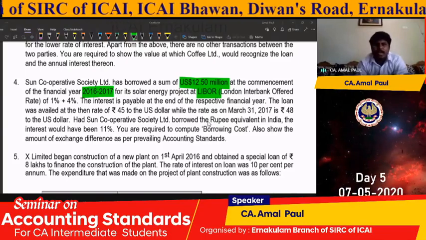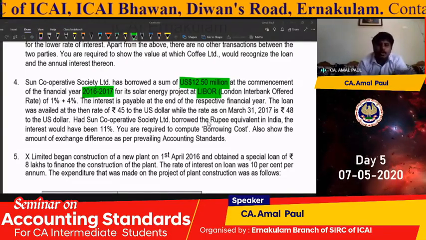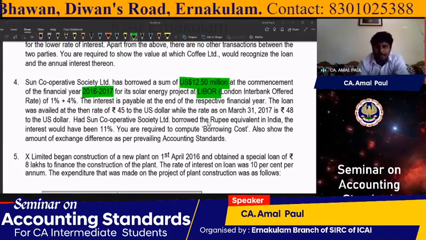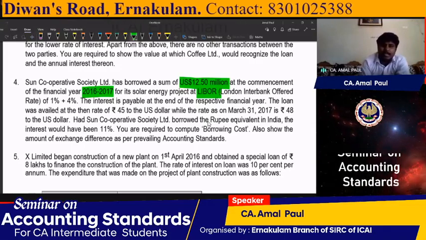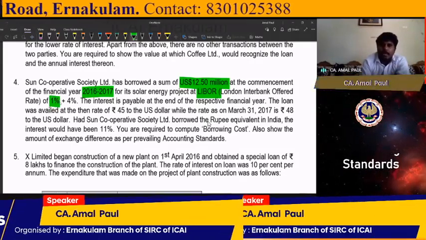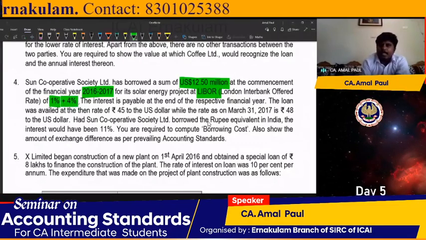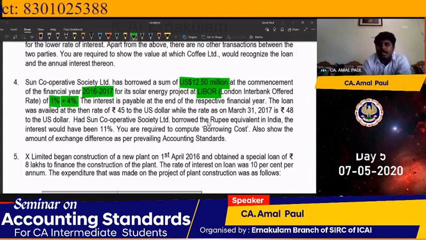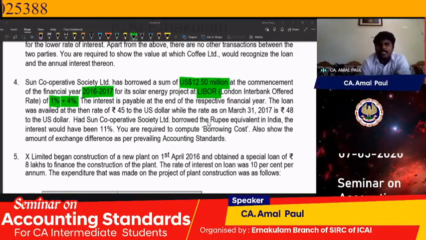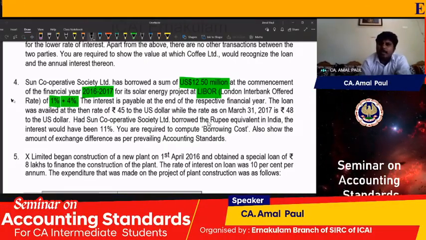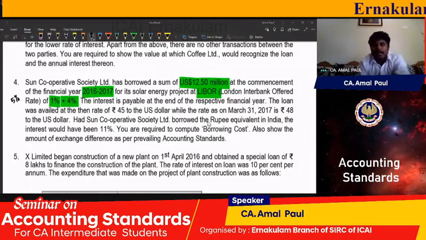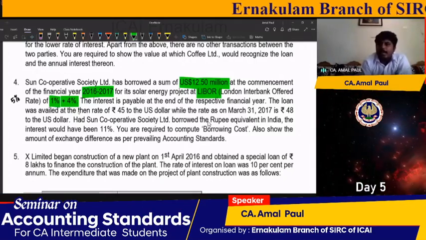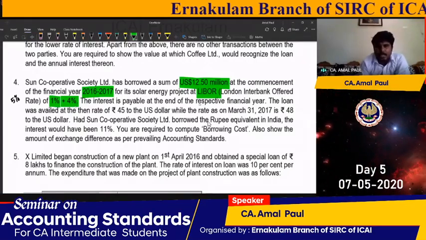LIBOR is a base rate which is used globally, that is London Interbank Offered Rate. The LIBOR rate is 1% plus 4%, that is your interest rate. LIBOR is given as 1%, therefore your interest rate is 5%. The interest is payable at the end of the respective financial year.